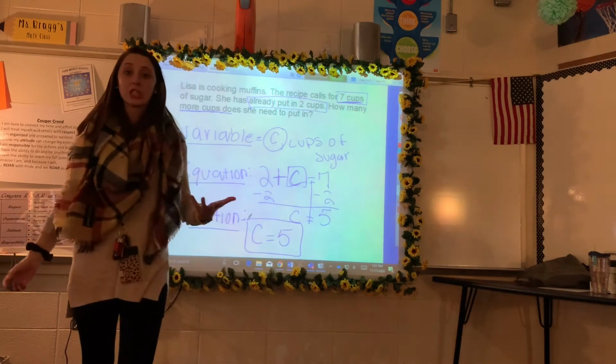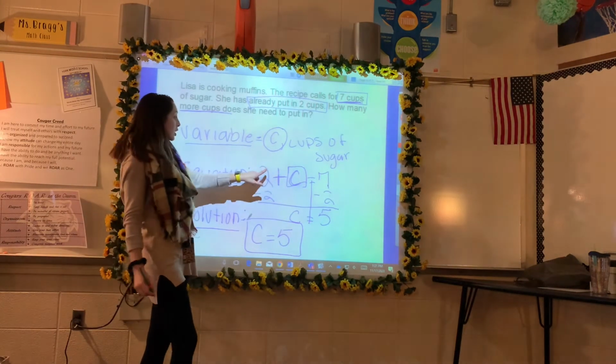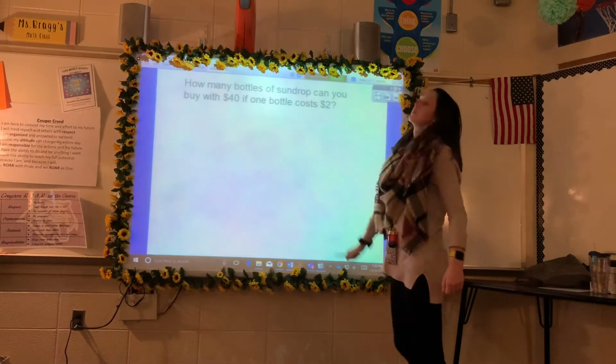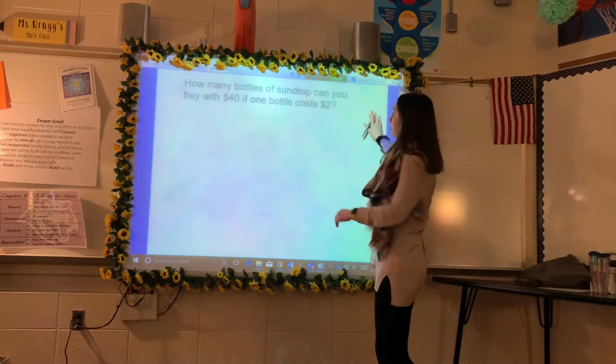Now we can go back and check that. Since we got C equals 5, we can plug it back into our original equation. So 2 plus 5 does give us 7. So we are good to go. All right, so that was our first example. Our last example together is going to be example number 2.